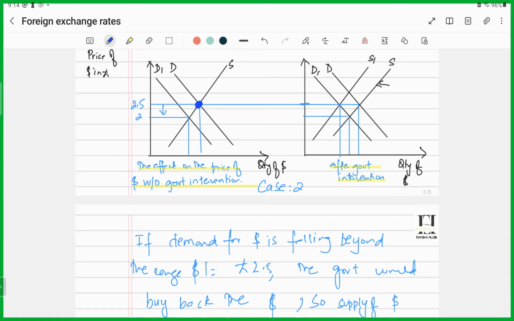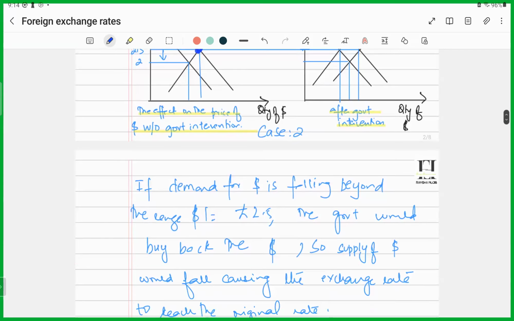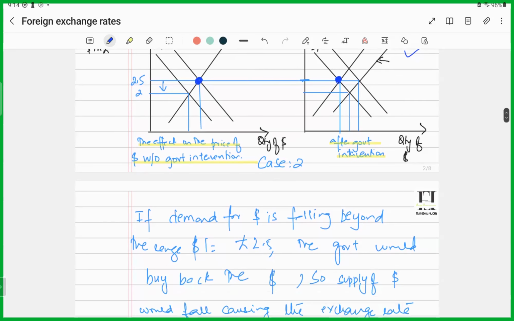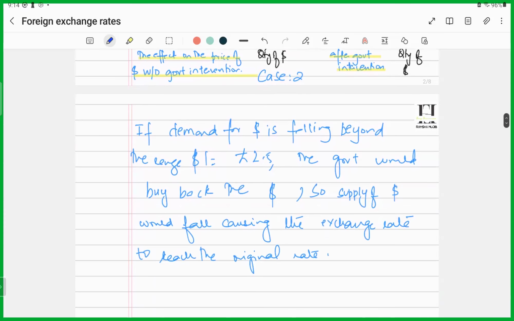So in order to bring it back, what would the government do? The government bought back dollars. So notice in the second diagram what happened? The supply shifted inwards, right? When the supply shifted inwards, notice this is again where the equilibrium position was restored back to 2.5 pounds. $1 was equivalent to 2.5 pounds. So this is how the exchange rate reached its original rate.